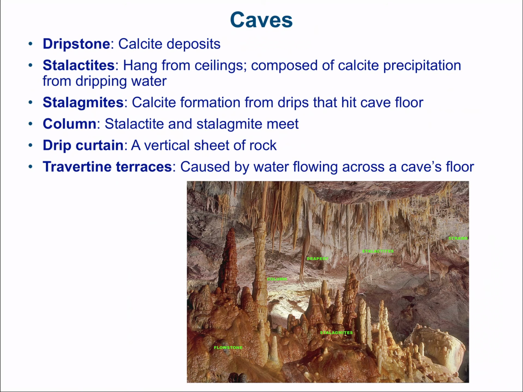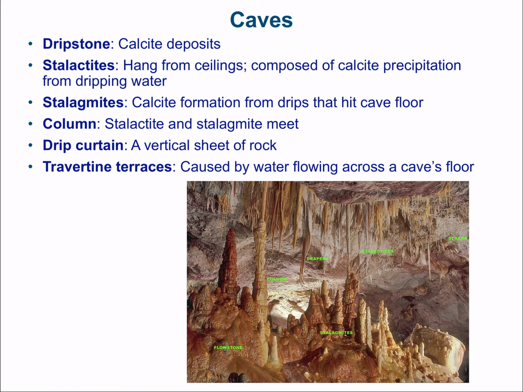Some deposits that we see in caves you can see in the picture I have for you. Dripstone is basically just a term we use for calcite deposits. Stalactites hang from the ceiling. They're composed of that calcite precipitation from the dripping water. Stalagmites, you can see in the picture, form from drips that have hit the cave floor. A column is when your stalactite and your stalagmite meet.